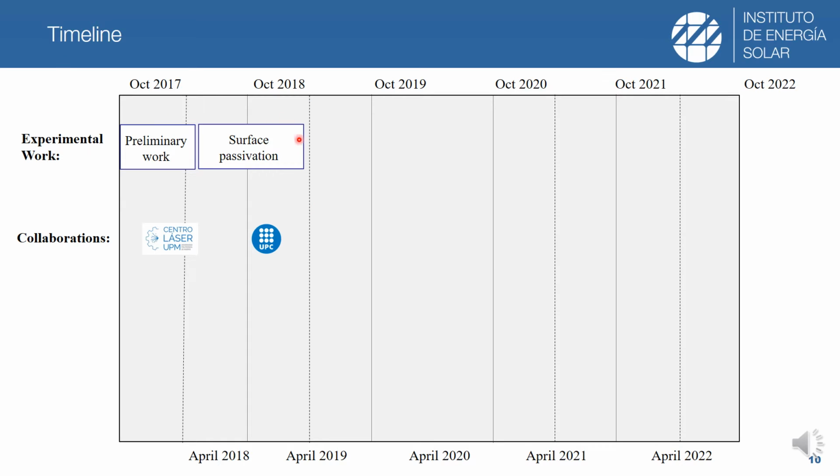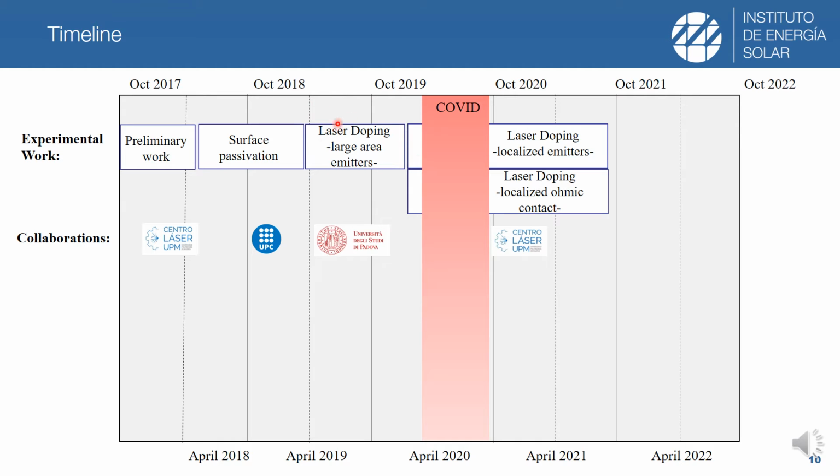Then we started a collaboration with UPC, where we were doing some surface passivation experiments, since they are experts on passivation of silicon for photovoltaic applications. After achieving good surface passivation, we moved to the development of phosphorus doping by means of laser diffusion processes, first in large area, and this was done in collaboration with the University of Padova. Then I started transferring the knowledge about the impact of the laser parameters into localized emitter formation and localized ohmic contact formation, again in collaboration with Central Laser UPM.